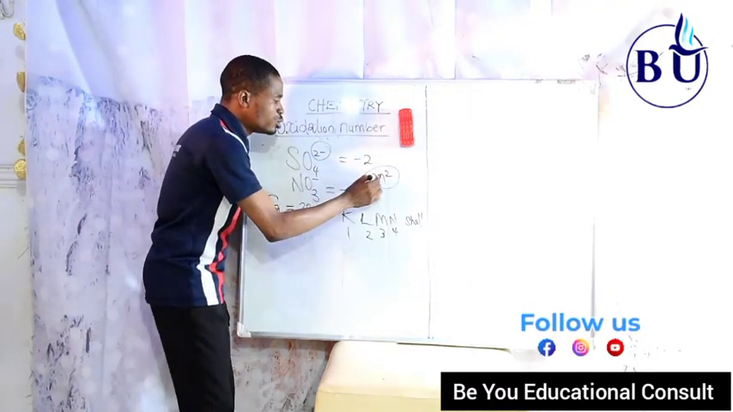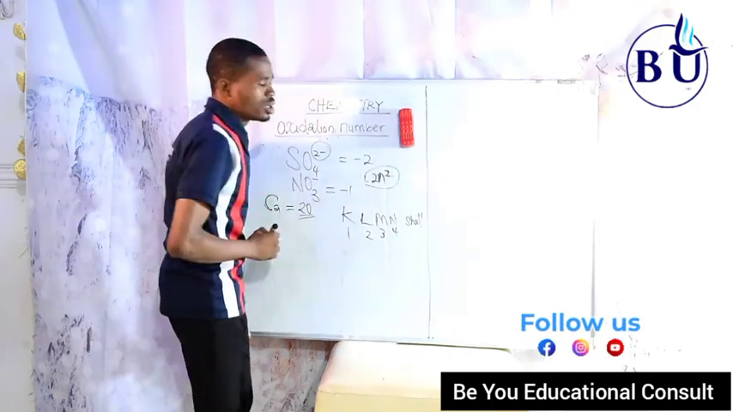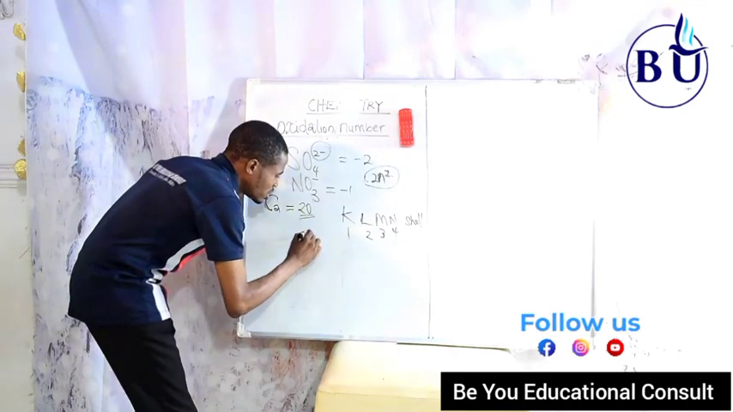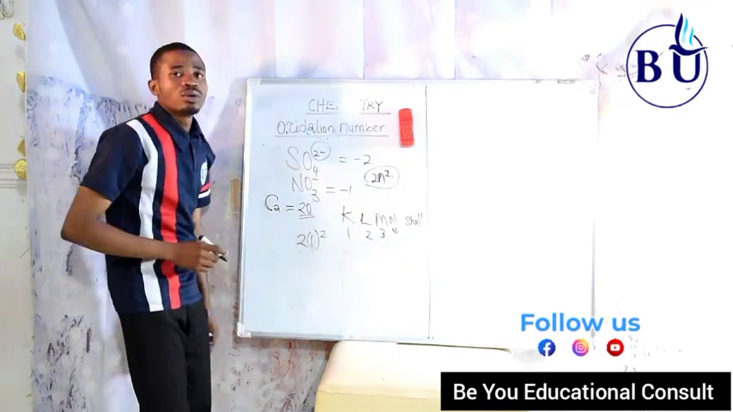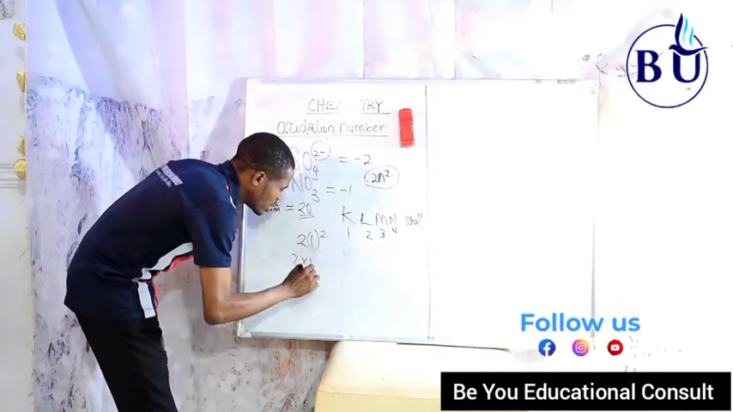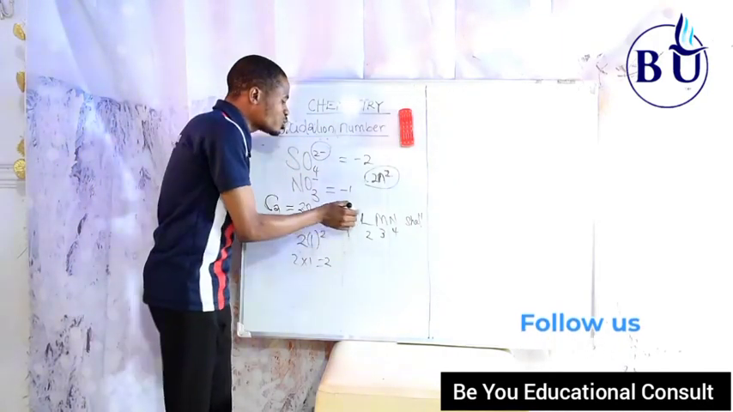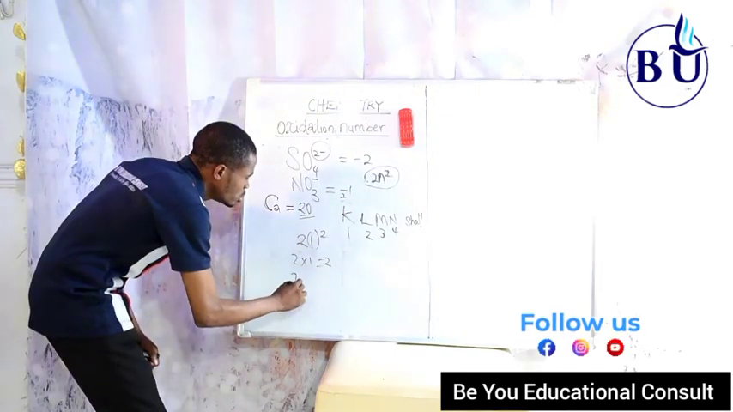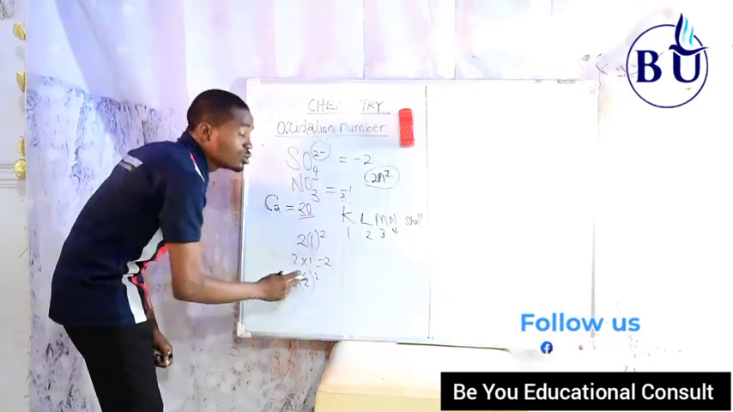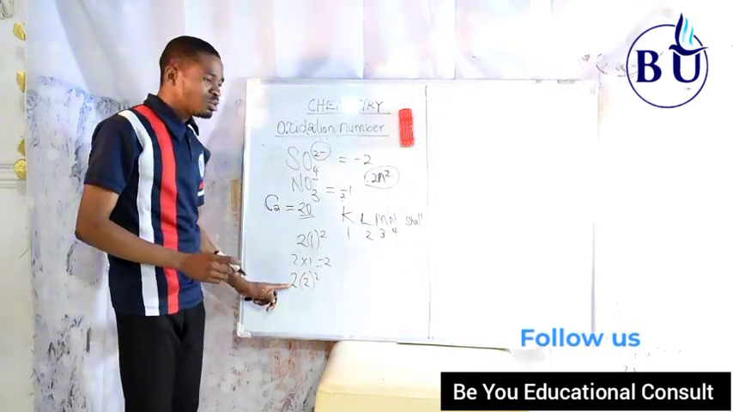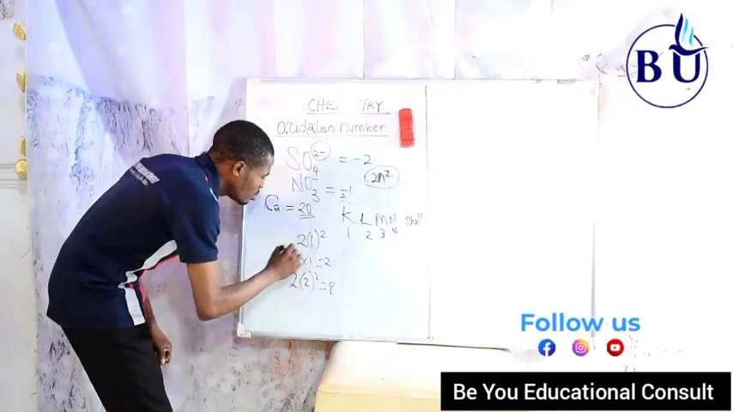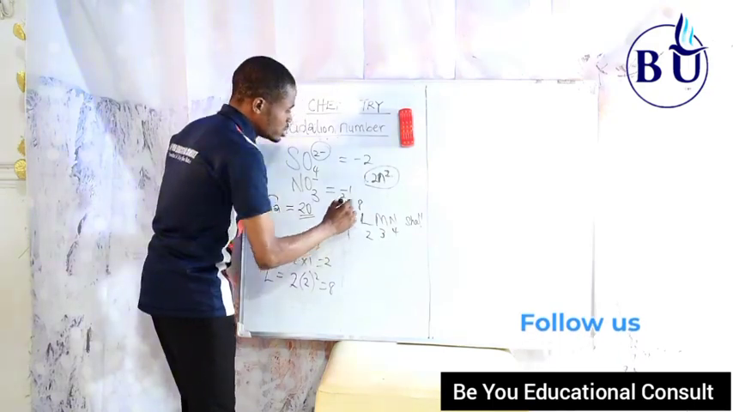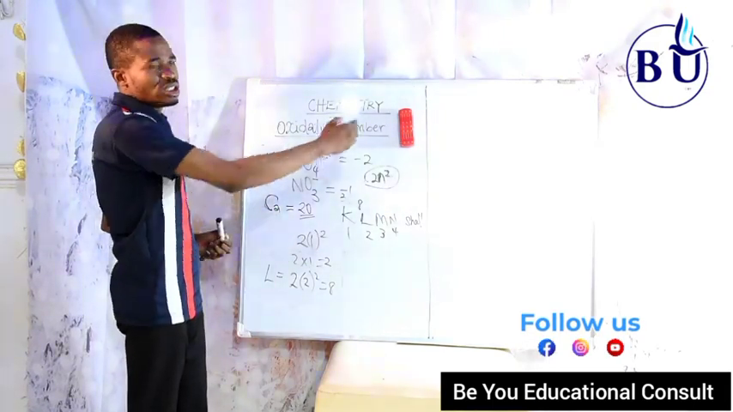So look at this, 2n squared. For the first shell, 1 raised to power 2 is equal to 1, and 2 times 1 is equal to 2. That's why the highest number of electrons that can be in the first shell is 2. For the second shell, 2 raised to power 2 is 4, and 4 times 2 is 8. So L will contain 8 as its highest number of electrons. That's how you continue doing this until you get to the end.